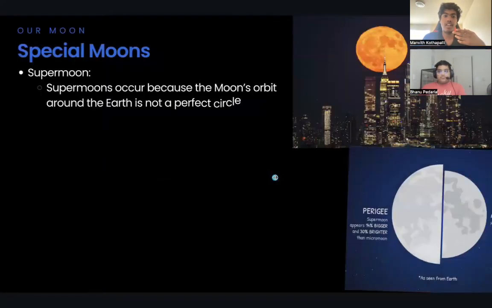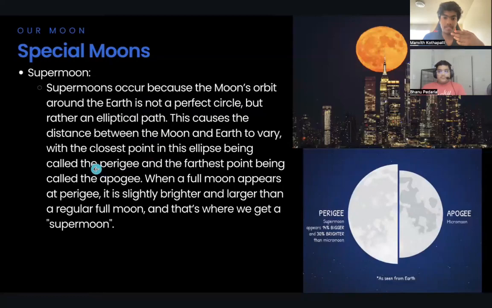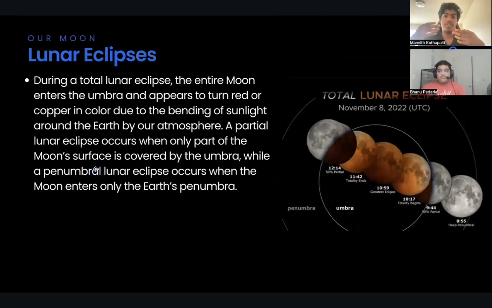and appears to turn red or copper due to the bending of sunlight around the Earth's higher atmosphere. A partial lunar eclipse occurs when only part of the moon's surface is covered by the umbra, while a penumbral lunar eclipse occurs when the moon only enters the penumbra.